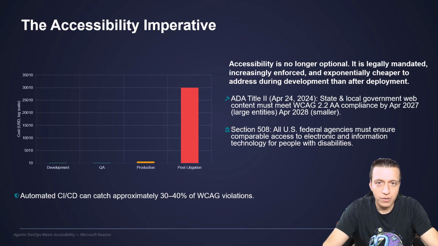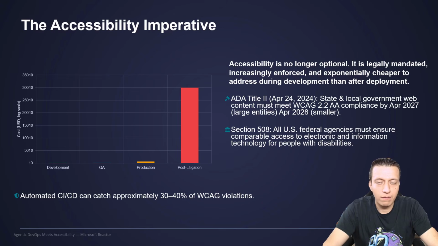Accessibility is no longer optional. It is legally mandated, increasingly enforced, and exponentially cheaper to address and fix this during development than after deployment. For example, the ADA Title II in 2024 mandates that state and local government web content must meet the WCAG compliance by 2027 for large entities and by 2028 for the smaller entities.